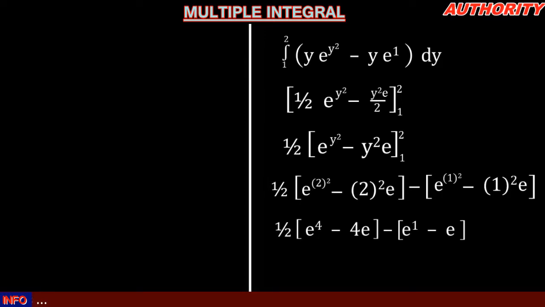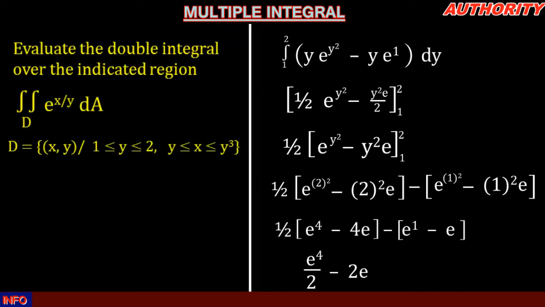Now let's use this 1 all over 2 and open the bracket. We will say 1 all over 2 times e raised to power 4 is going to give us e raised to power 4 all over 2. And then 1 all over 2 multiplied by minus 4e is going to give us minus 2e. All right? Yes. So the double integral over the indicated region D, e raised to power x all over y dA, is giving us e raised to power 4 all over 2 minus 2e.